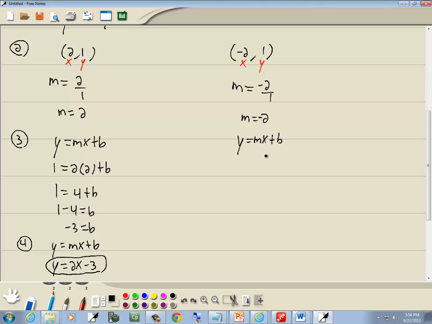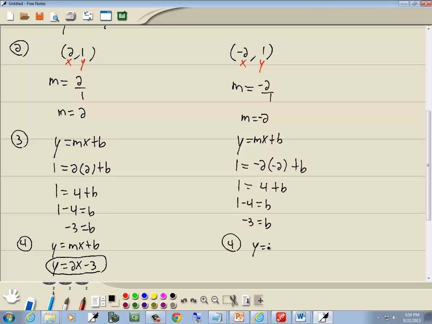we've got y is equal to mx plus b. We're going to plug in the x and y up here. So y is 1, m is negative 2, and x is negative 2, plus b, and solve for b. Negative 2 times negative 2 is 4, plus b. Take the 4 over. We get 1 minus 4, and we get b is equal to negative 3.